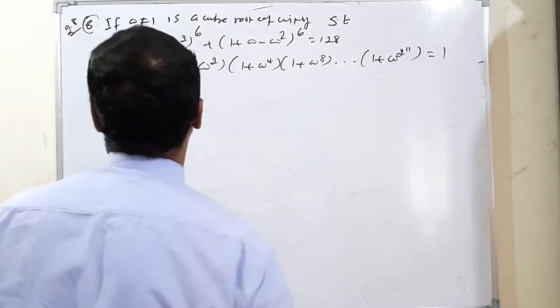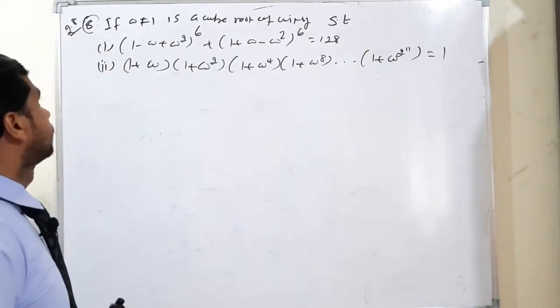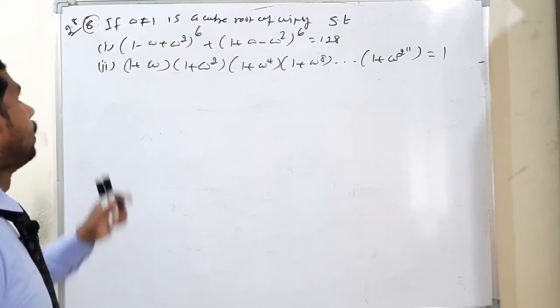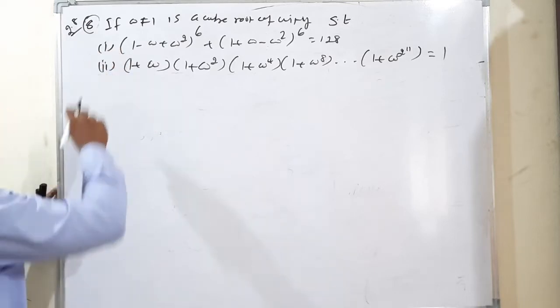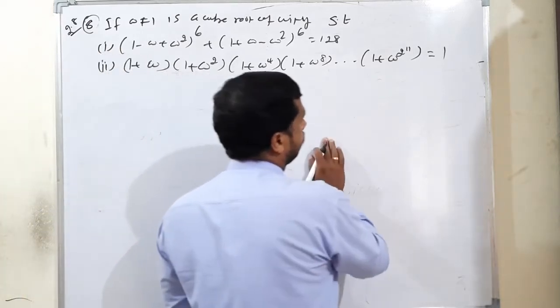Moving to one of the important questions, an important 5 mark question, from exercise 2.8, question number 8. If omega not equal to 1 is a cube root of unity, show that the given subdivision 2 expressions hold. So one by one we can apply.